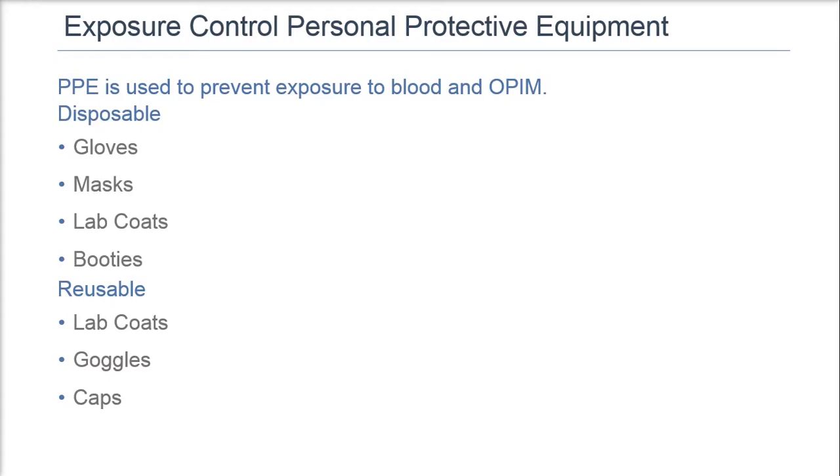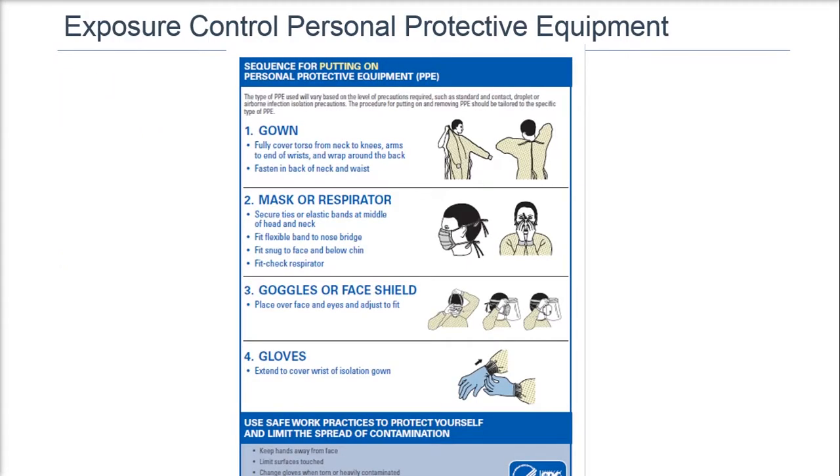Please remember that you should have a lab coat or a gown that covers from the torso to the neck and arms to the end of the wrists, that you should wear masks appropriately, you should have eye or face protection, and utilize gloves accordingly. Here are some examples of reusable PPEs and how you should care for them. Please take a moment to review.